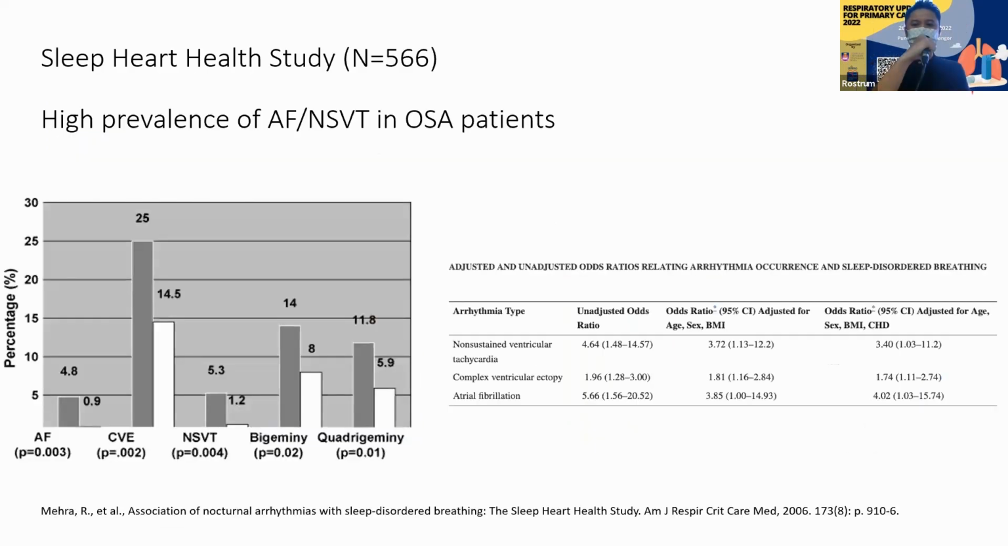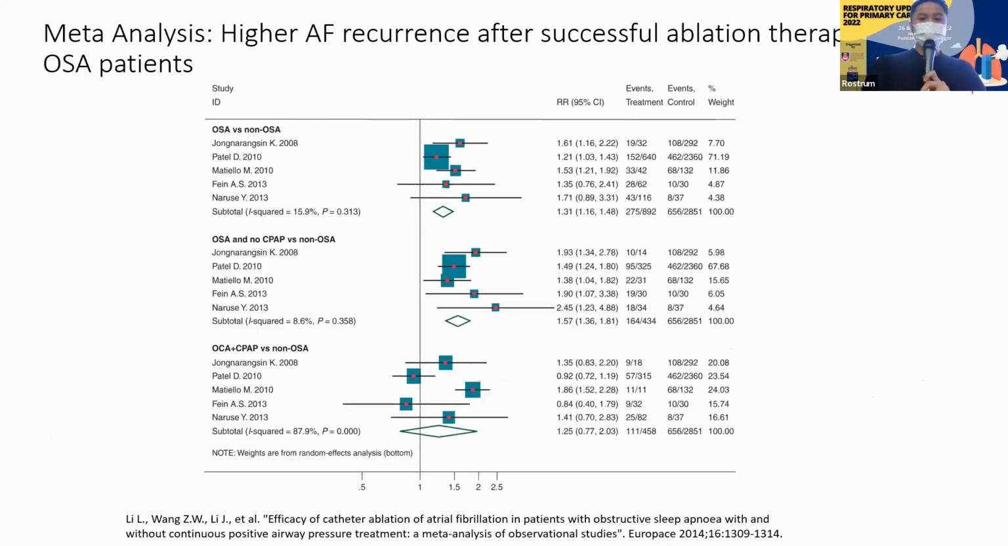From the Sleep Heart Health Study, Mehra et al. discovered that atrial fibrillation, non-sustained ventricular tachycardia, and complex ventricular ectopy were more prevalent in patients with OSA. The odds ratio of developing atrial fibrillation in OSA patients is about 4.02 after adjusting for age, sex, BMI, and coronary heart disease. Not only are OSA patients at higher odds of developing atrial fibrillation, they also have higher AF recurrence even after successful ablation therapy, based on meta-analysis.